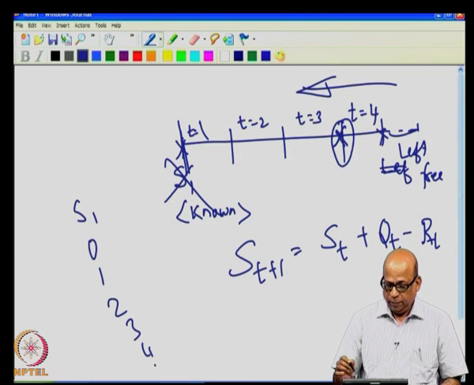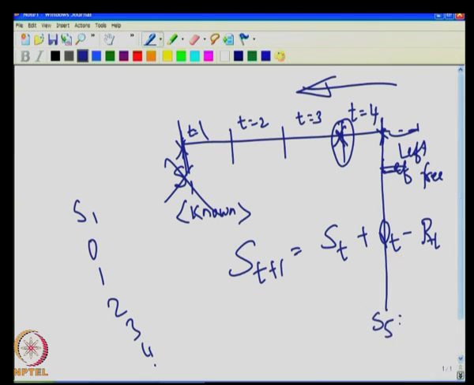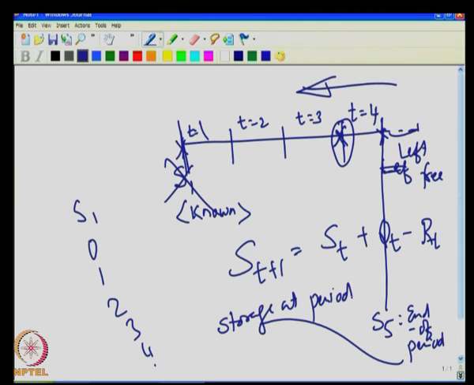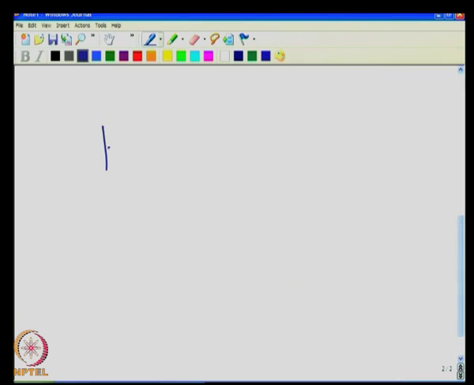Then the other thing is, along with fixing S1, we may also state S5, which is the end of period storage at period 4. You understand this slightly clearly, because in the applications these things become important.